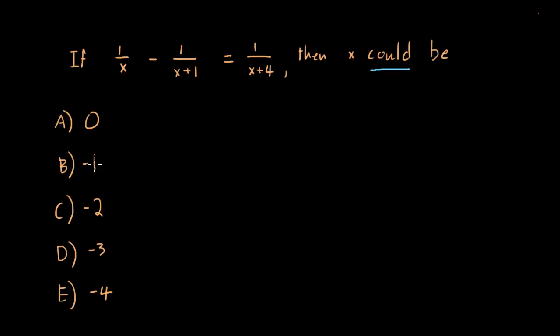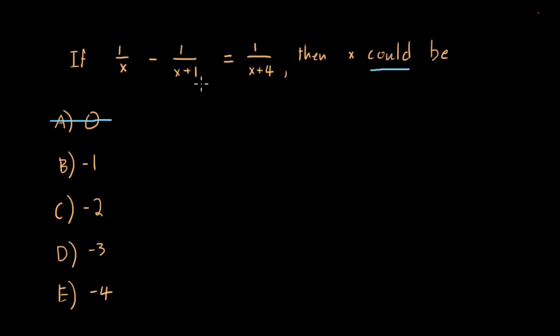So I don't know, what's the easiest one to work with first? Probably that's 0. Could x be 0? Well, if we plugged in 0 for x, what would happen? What would happen to this first term? If we had a 0 on the bottom, well, there's immediately a problem there, right? We're not allowed to divide by 0. Anything divided by 0 is undefined. It's nonsensical. So x cannot be 0. So A is gone.